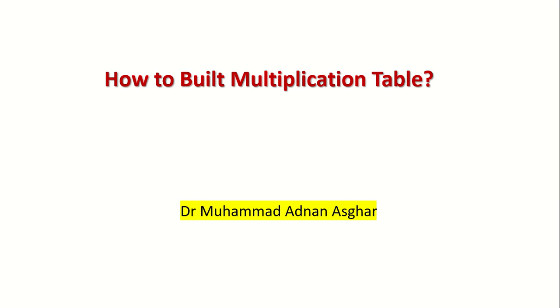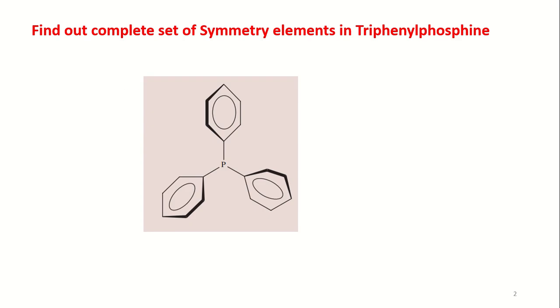Moreover, we have discussed the multiplication table of trans-2-butene and trans-1,2-dichloroethylene. Now I would like to give a different type of example to build the multiplication table. For example, triphenylphosphine. This is a molecule named triphenylphosphine.